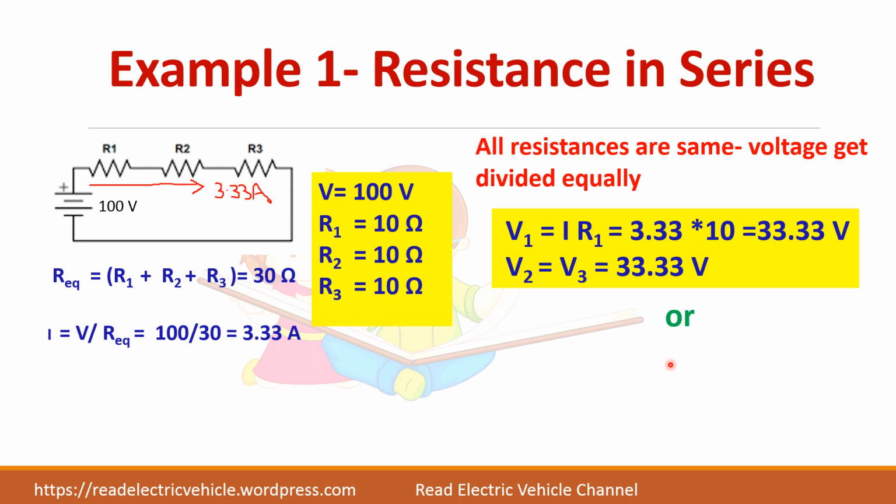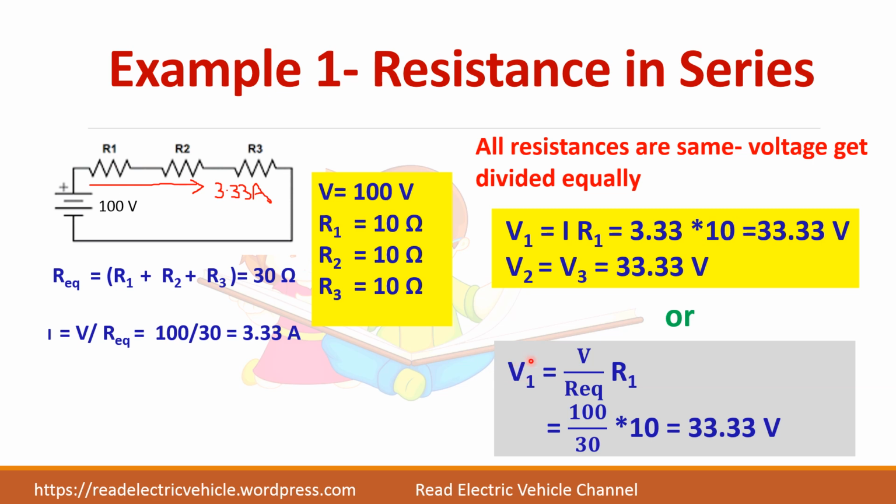When all the resistances are the same, the voltage gets divided equally. You can apply the voltage division rule directly and find it. So what is the voltage division rule? V1 is equal to the total voltage, that is 100 volts, divided by the total resistance, that is 30 ohms, into R1, if I want to find V1. So it is 33 volts. So you can apply any method and find the voltage across each one. Since all the resistances are equal, the voltage gets divided equally.